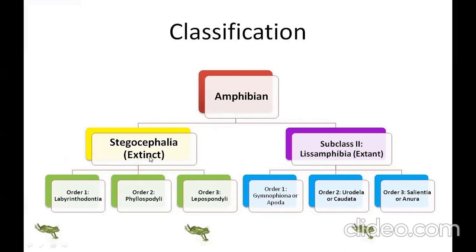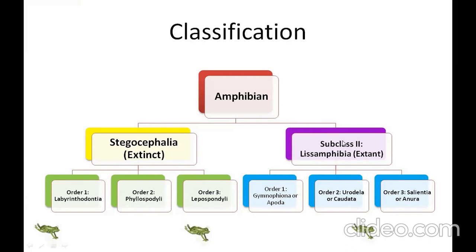Under Stegocephalia, the extinct one, we have three orders, and in the Lissamphibia also we have three orders. So let us see about the Stegocephalia subclass. The first order is Labyrinthodontia, the second order is Phyllospondyli, and the third order is Lepospondyli. All three orders are completely extinct now.